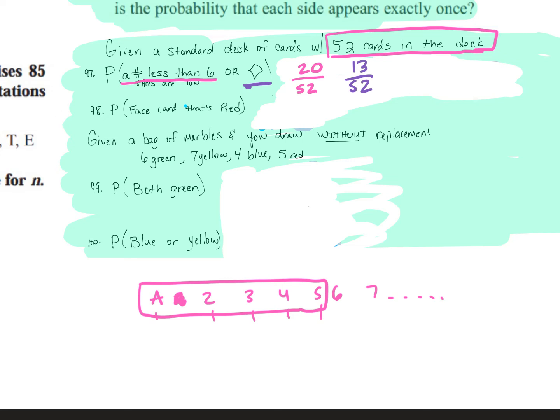And then when it says or, what do we do? We add. So just add these together. We get 33 out of 52.